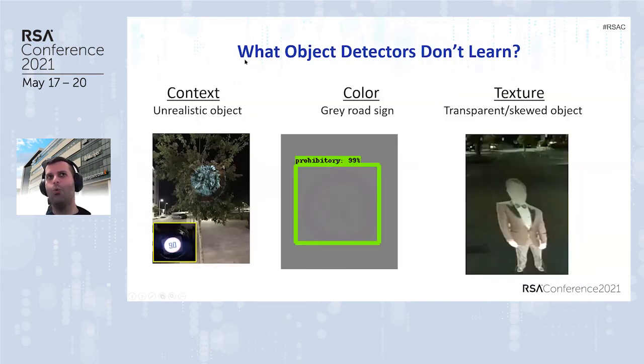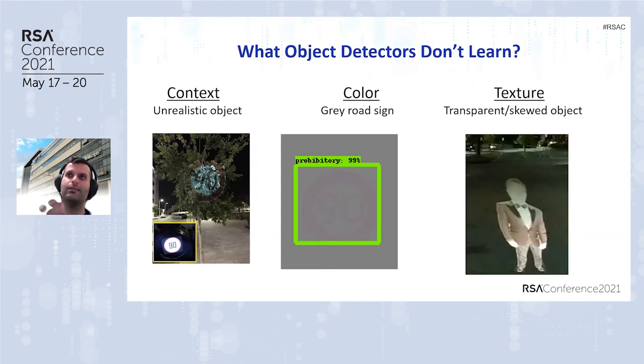However, we try to ask a different type of question. What don't object detectors learn? We came to understand that the following 3 characteristics are not taken into account or aren't learned by object detectors. The first one is context. You can see how unrealistic objects are being considered by advanced driving assistance systems. A road sign that is projected on a tree is, of course, an unrealistic object. However, it is still being detected by Mobileye 630 Pro.